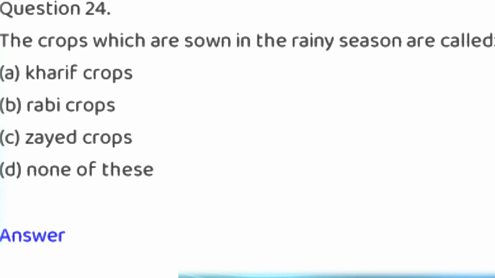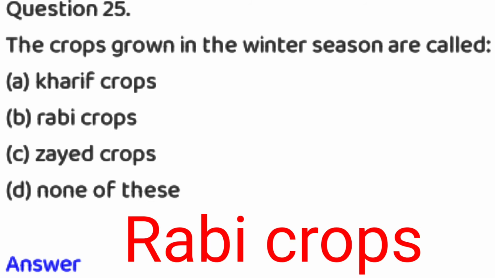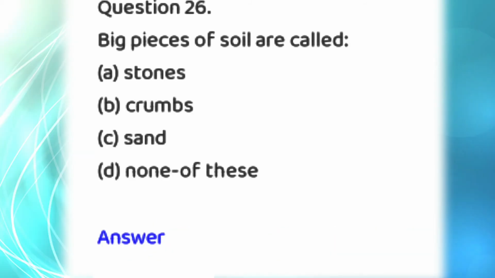24th question: The crops which are sown in the rainy season are called kharif crops, rabi crops, zaid crops, none of this. And the answer is kharif crops. 25th question: The crops grown in the winter season are called kharif crops, rabi crops, zaid crops, none of this. And the answer is rabi crops. 26th question: Big pieces of soil are called stones, crumbs, sand, none of this. And the answer is crumbs.